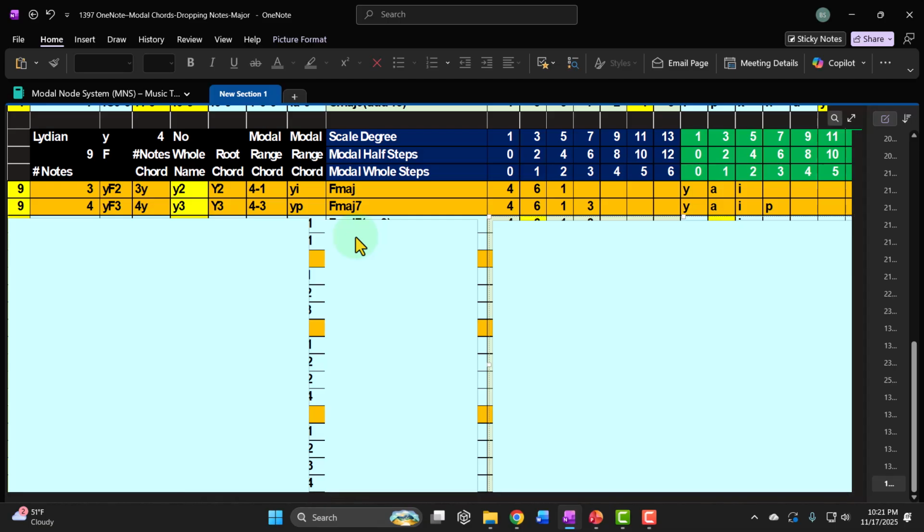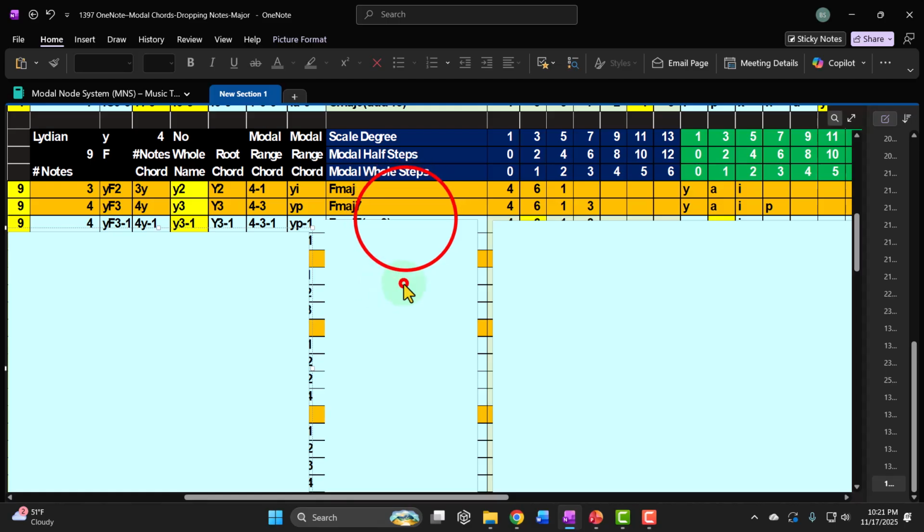So once again, I don't really know if this is on an Ionian node or on a Lydian node, just by the name of the chord itself. But if I called it a 4Y or a Y3, then I would. All right, now let's say we drop the 3rd. So same kind of idea off of this node. If we drop the 3rd, that's the problem one.